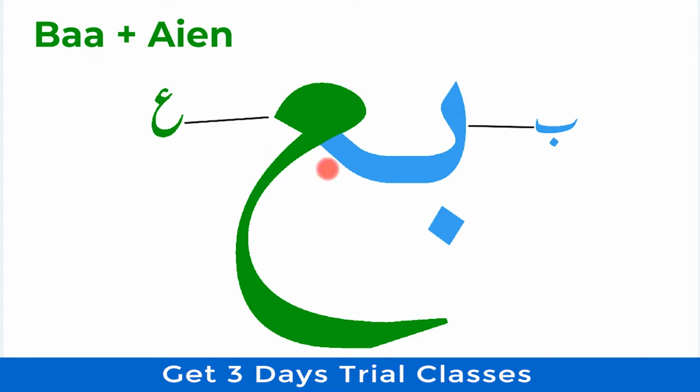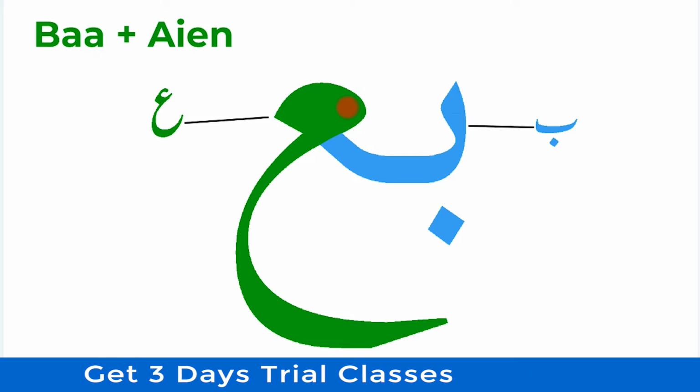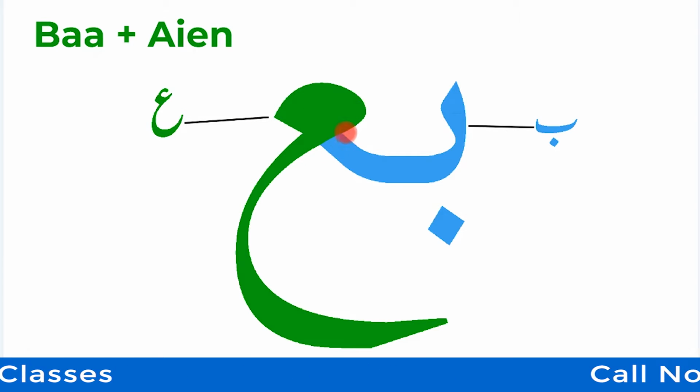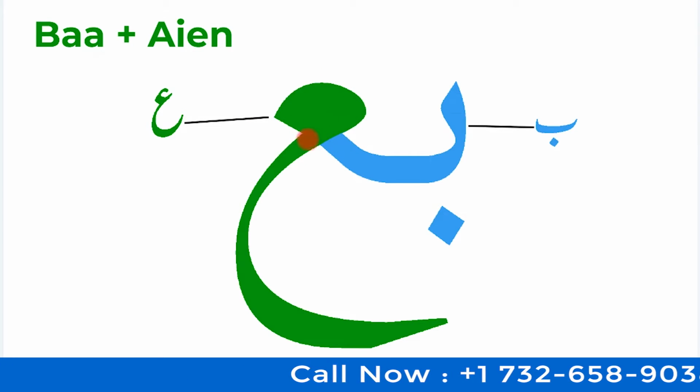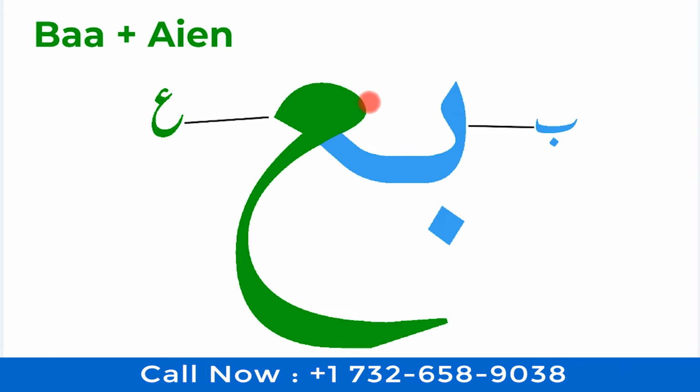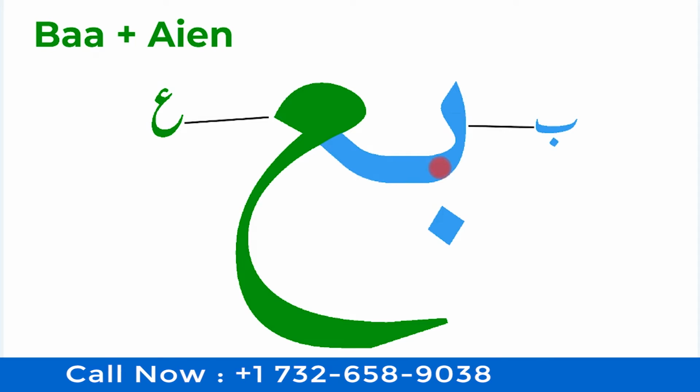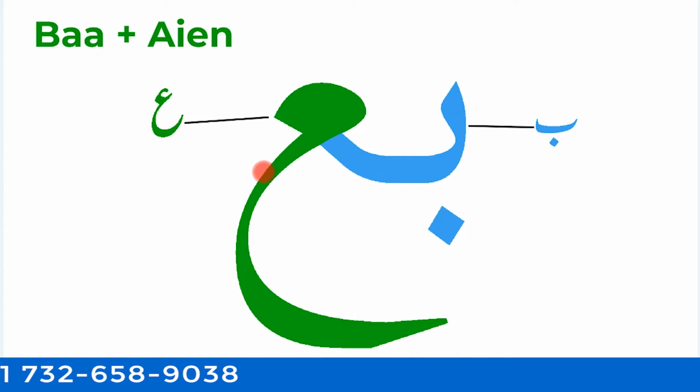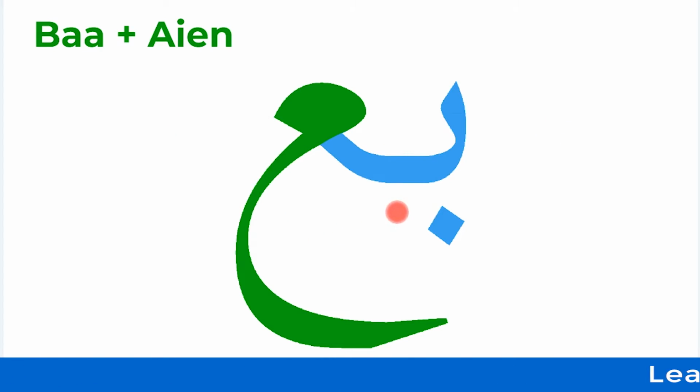Please recognize this shape. This is Ain. When Ain comes in words, Ain will write like this. You have to recognize this shape. Ba-Ain. Ba is below. Ain is green. Please read after me.